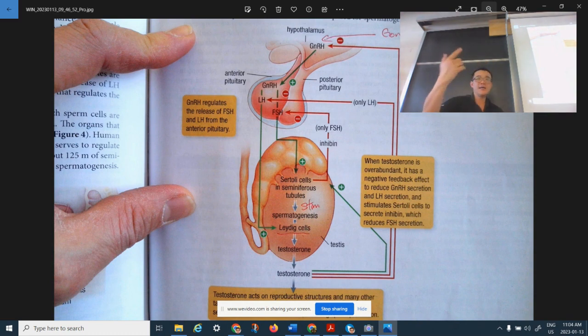One thing: yes, it is hormonal control. Yes, there's stimulation and feedback and inhibitions, but spermatogenesis, unlike oogenesis, is an ongoing process. It doesn't stop and wait, unlike oogenesis, where once a month a few of the follicles get developed. Good. That's spermatogenesis. Any questions?